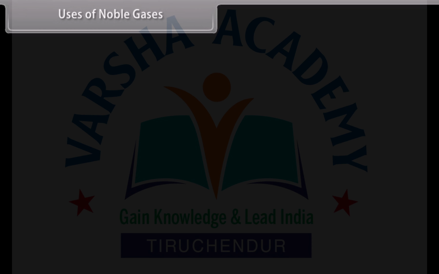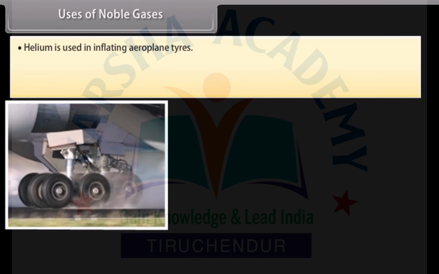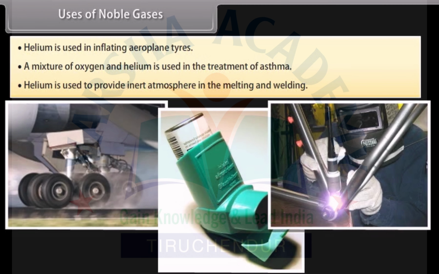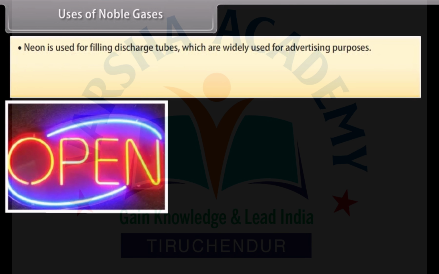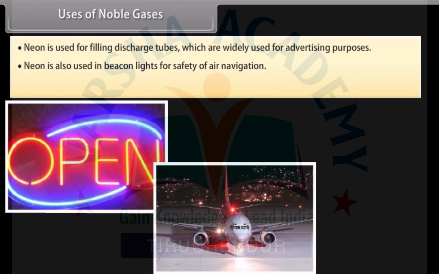Uses of noble gases. The important uses of noble gases are the following. Because of the lightness of helium, it is used in inflating aeroplane tires. A mixture of oxygen and helium is used in treatment of asthma. Helium is used to provide an inert atmosphere in melting and welding. Neon is used for filling discharge tubes, which have characteristic colors and are widely used for advertising purposes. Neon is also used in beacon lights for safety of air navigation as the light possesses fog and storm-penetrating power.